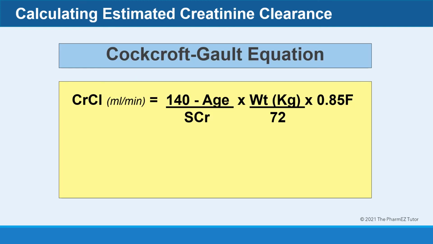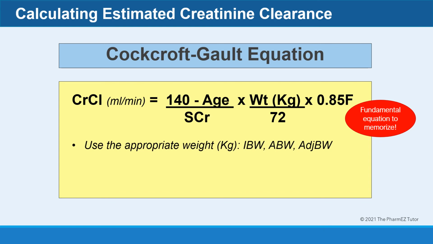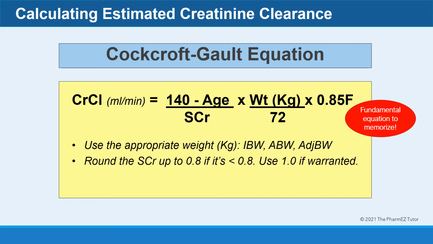And here it is, the Cockcroft-Gault equation. Creatinine clearance expressed as mLs per minute is equal to 140 minus age divided by the serum creatinine times the weight in kilograms divided by 72, times 0.85 if the patient is female. This is a fundamental equation that you'll need to memorize. Some important rules to remember is that we need to use the appropriate weight, either ideal body weight, actual body weight, or adjusted body weight. So we'll take a look at that in a minute. We also need to round the serum creatinine up to 0.8 if its value is less than 0.8, and use 1.0 as a serum creatinine if it's warranted.